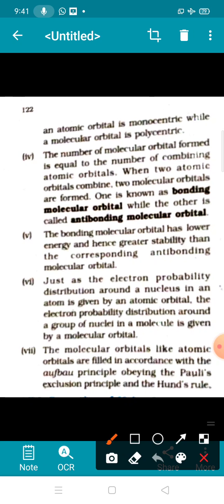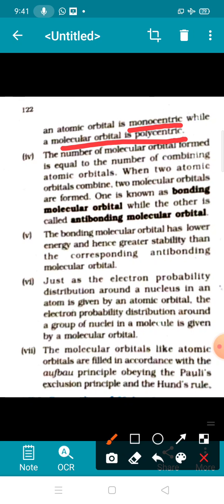That's why it is said molecular orbitals are polycentric, not monocentric, whereas atomic orbitals are monocentric, where mono means one and centric means center. So atomic orbitals have one center, that is the nucleus, so they are monocentric. Molecular orbitals have many nuclei depending on the combining atoms, so they are polycentric.